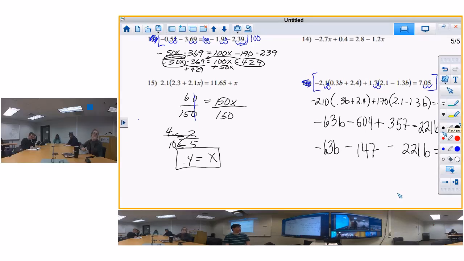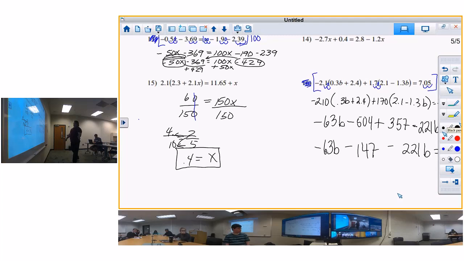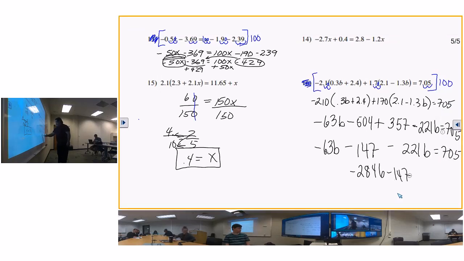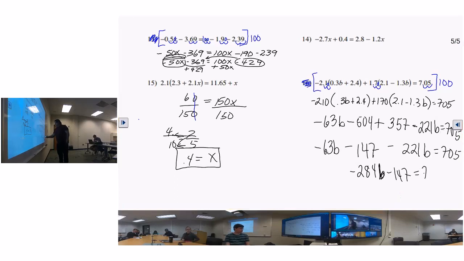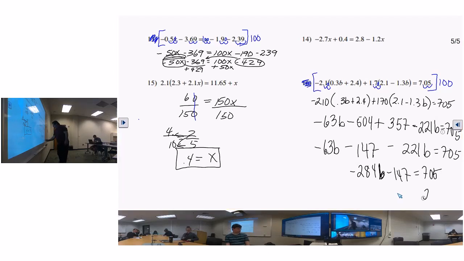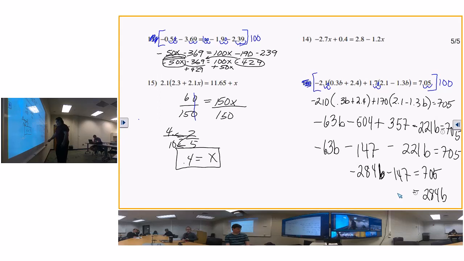Now, what is negative 63 plus negative 221? That's going to be negative 284. Yes, sir. So negative 284B minus 147, that's a B, Hubert, not a 6, is equal to 705. And I'm going to bring that 147 over. 284B is equal to negative 852.